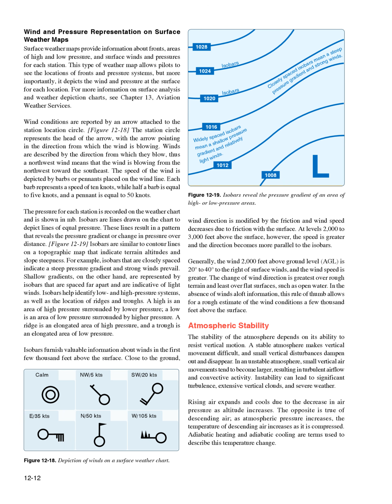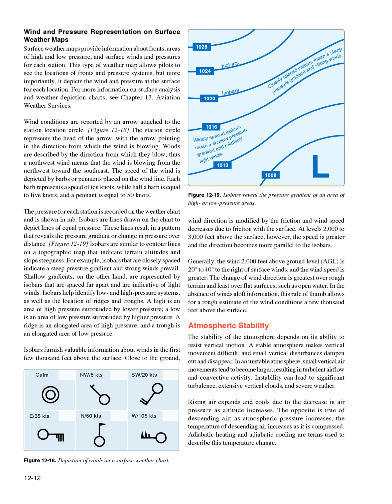Close to the ground, wind direction is modified by friction, and wind speed decreases due to friction with the surface. At levels 2,000 to 3,000 feet above the surface, however, the speed is greater and the direction becomes more parallel to the isobars. Generally, the wind 2,000 feet above ground level, AGL, is 20 degrees to 40 degrees to the right of surface winds, and the wind speed is greater. The change of wind direction is greatest over rough terrain and least over flat surfaces, such as open water. In the absence of winds aloft information, this rule of thumb allows for a rough estimate of the wind conditions a few thousand feet above the surface.